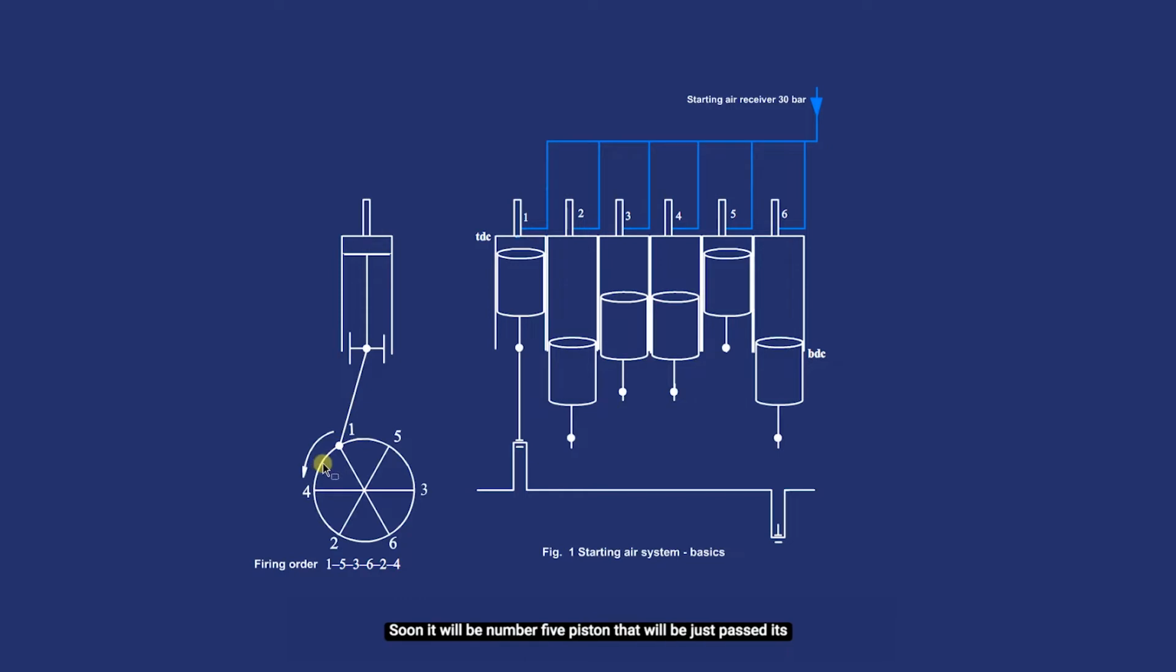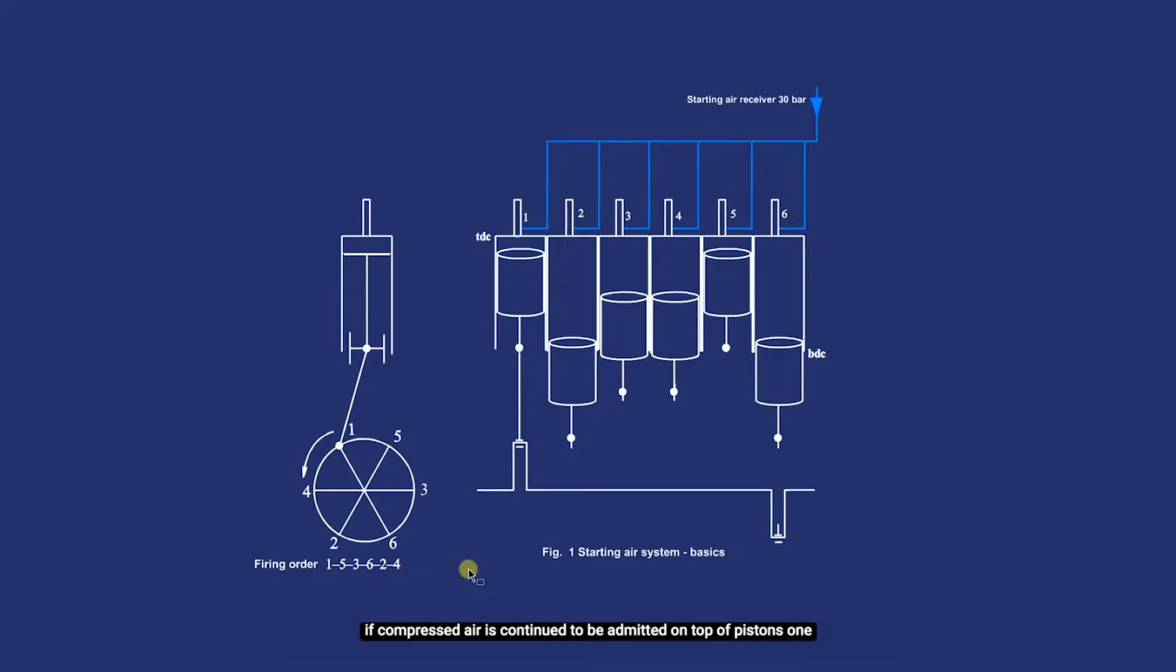Soon it will be number 5 piston that will be just past its top dead center, and its crank pin in the position held earlier by number 1 crank pin. If compressed air is now released in number 5 unit and turned off in number 1 unit, the number 5 piston will get pushed down, causing a turning moment at number 5 crank pin for the crankshaft to continue to turn in anti-clockwise direction with increased momentum.